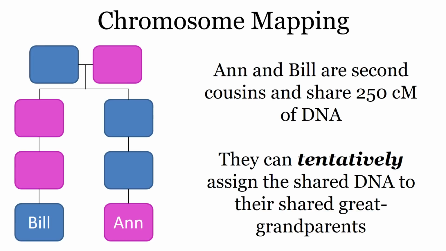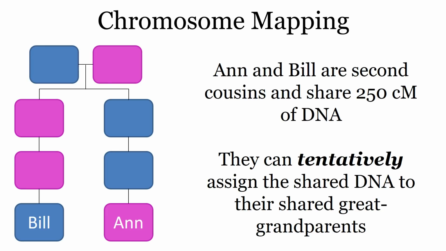So, for example here, we have Bill and Ann. Bill and Ann are second cousins, and they share 250 centimorgans of DNA. Now, second cousins will share a set of great-grandparents, as you can see in this rudimentary diagram. They can tentatively assign the shared DNA to their shared great-grandparents. Now, the question is, do you assign it, for example, to an ancestor or an ancestral couple? And people do it differently.